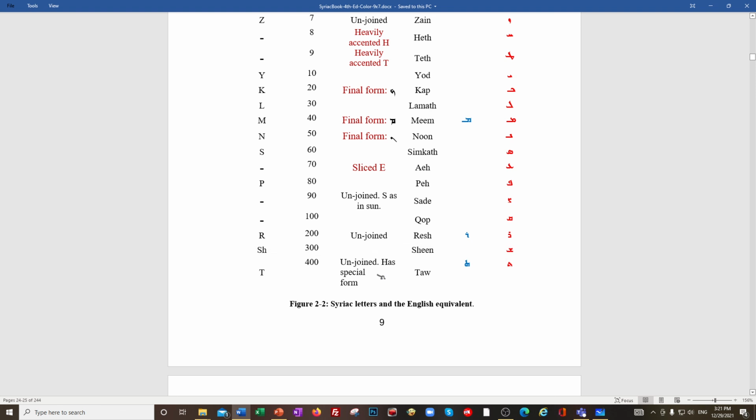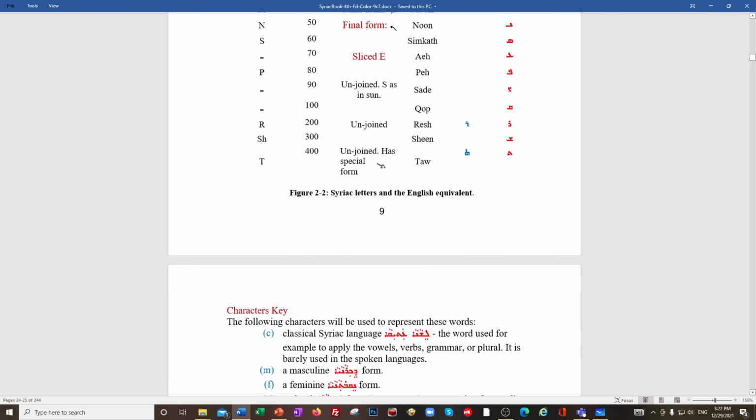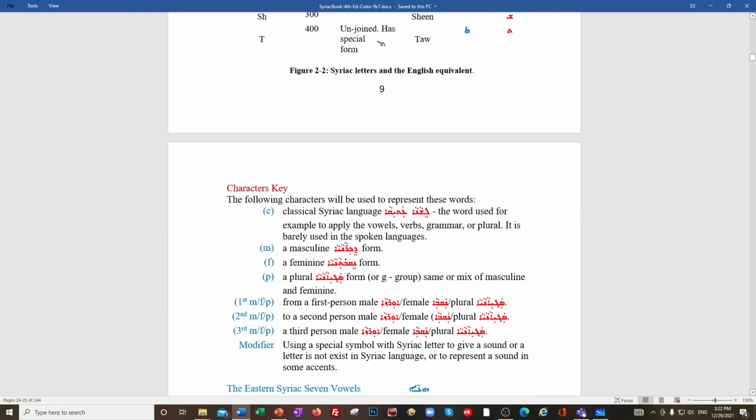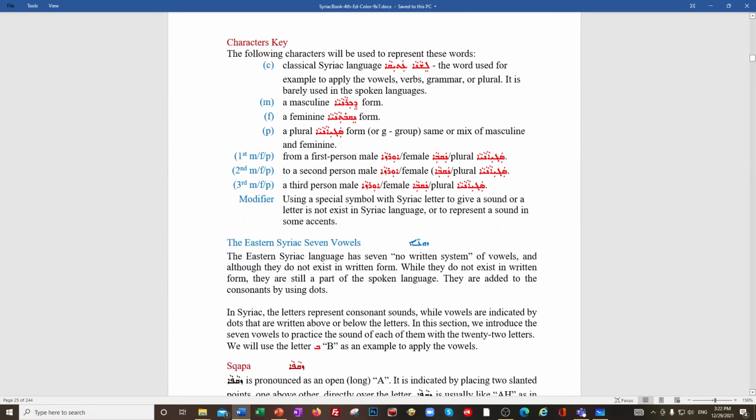Tau, this is the Eṣṭrangelā for tau. It's an unjoined letter, does not join from left, and has a special form. Can be anywhere in a word: at the beginning, middle, at the end, doesn't matter. Numeric value is 400. It's T in English. These are the 22 letters in the Eastern Syriac dialect. And let's just move on with this chapter.